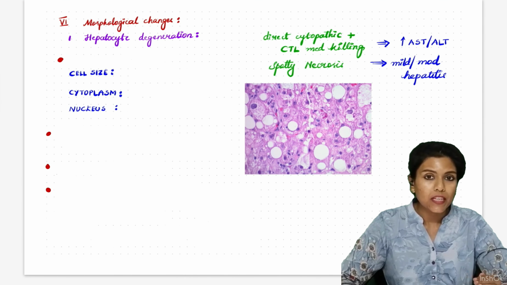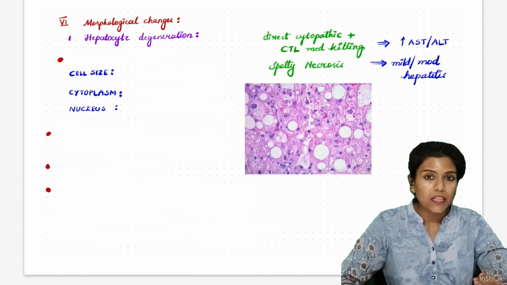So this large cluster of hepatocytes undergoing necrosis is called confluent necrosis. These are large clusters. This will indicate severe immune-mediated destruction, especially seen with hepatitis B and hepatitis D infections.